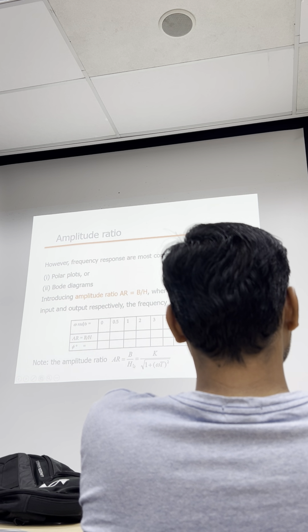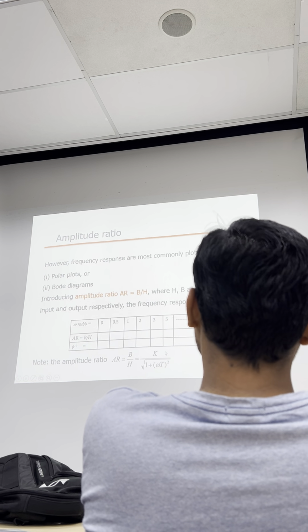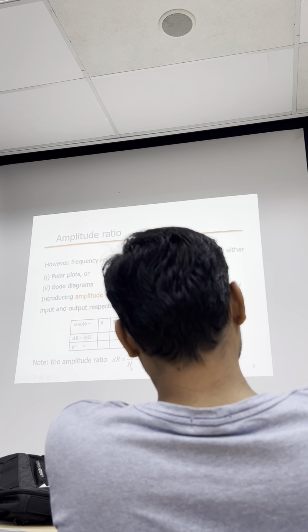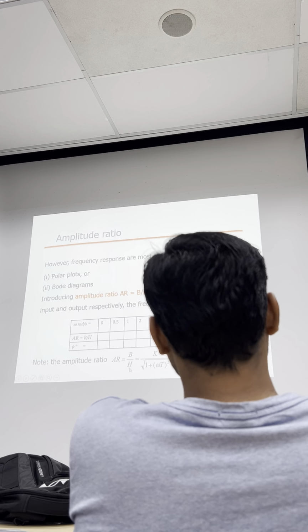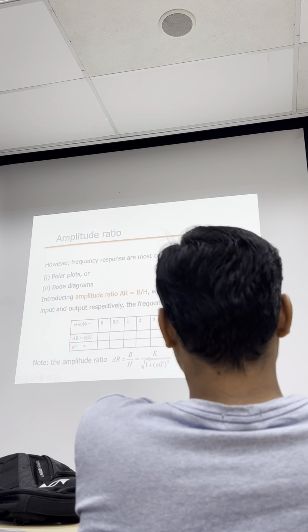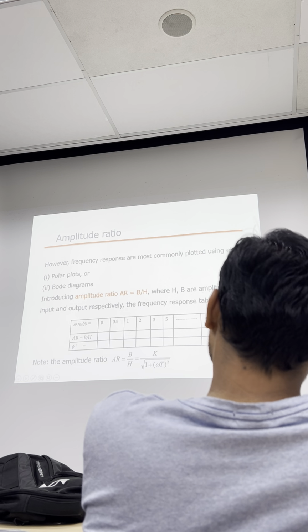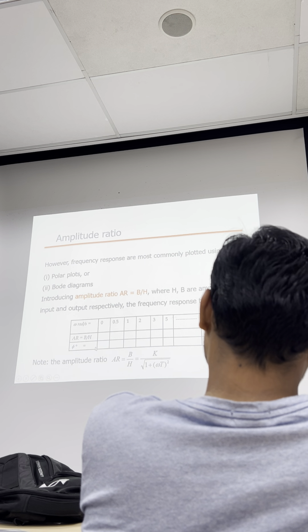So in that sense, H is over here. That is called amplitude ratio. When you divide by the gain, then the rest of the formula will be there. So instead of omega, you get amplitude ratio and phase angle.